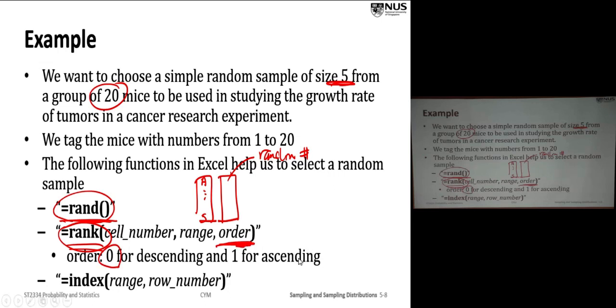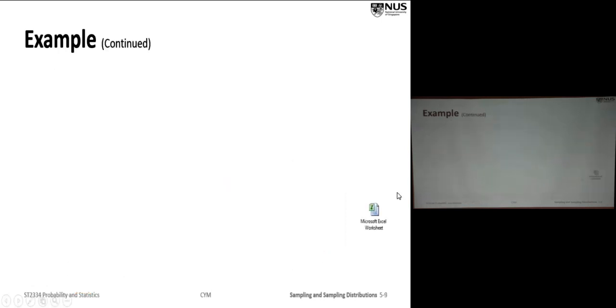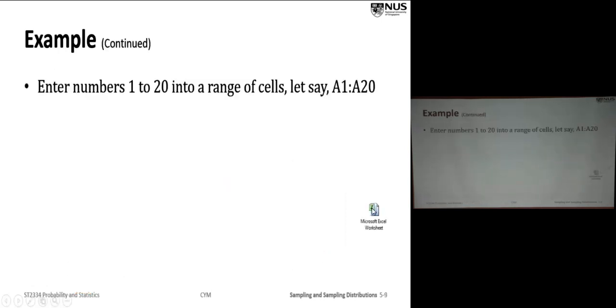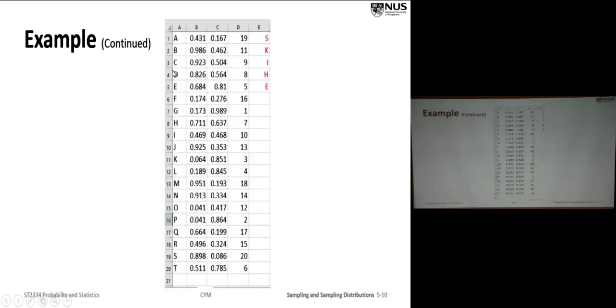Then after that, I use this function called Index. The Index has 2 things. One is where to pick from. The second argument is the number that you specify. Let me illustrate. Okay. Now, these are the names of the mice, A to T. T is the 20th.